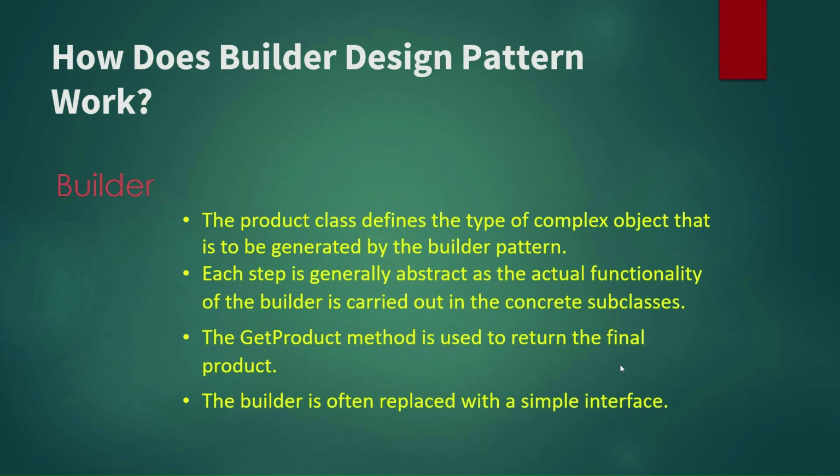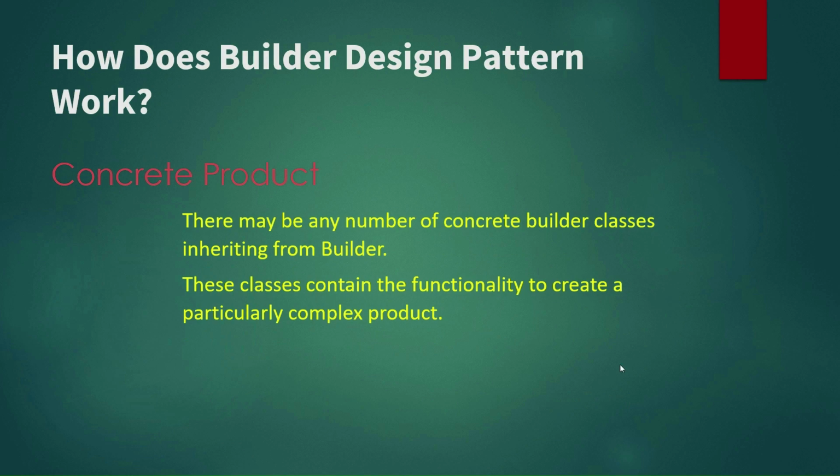And the get product method is used to return the final product. The builder is often replaced with a simple interface. Now we'll see what the concrete product is. In the concrete product, we will inherit the builder, right? The builder is nothing but an interface or abstract class. There may be any number of concrete builder classes inherited from the builder.